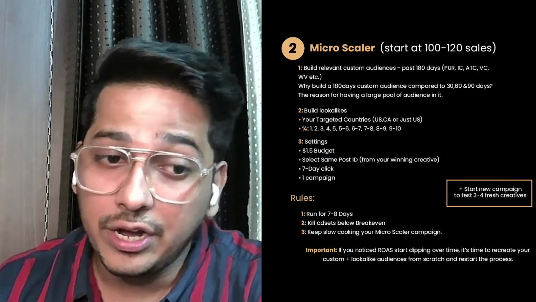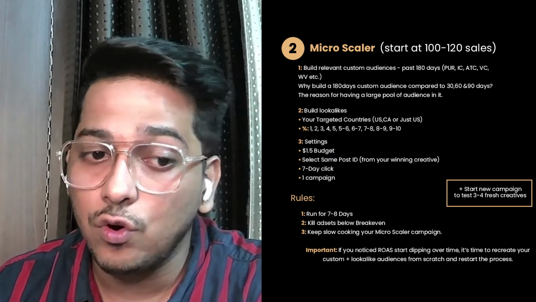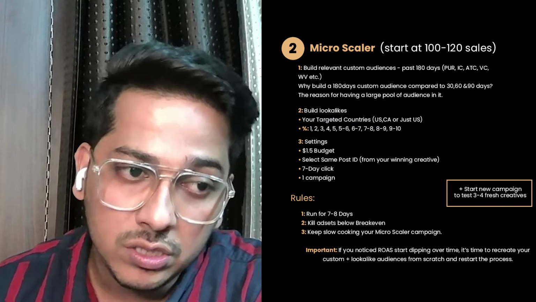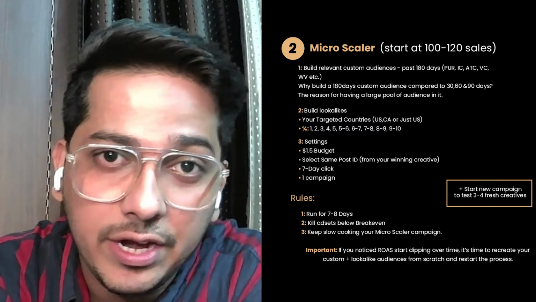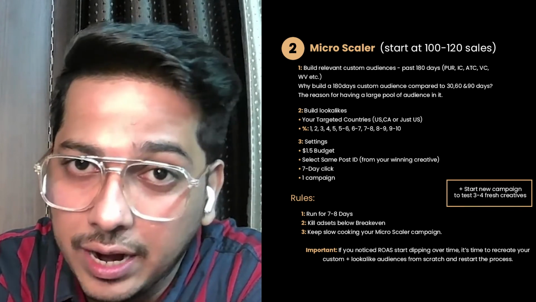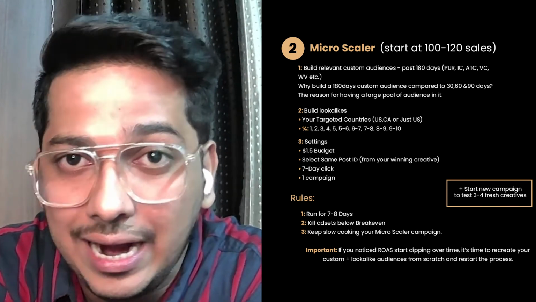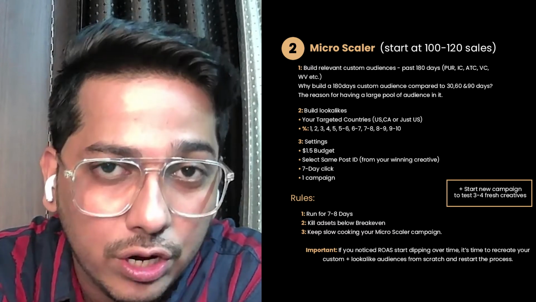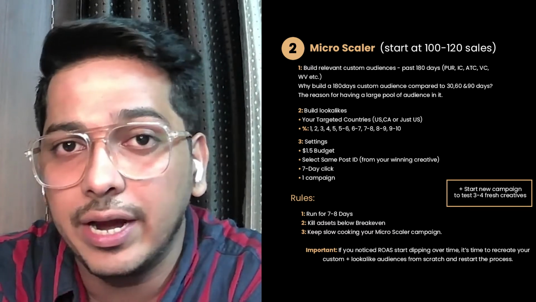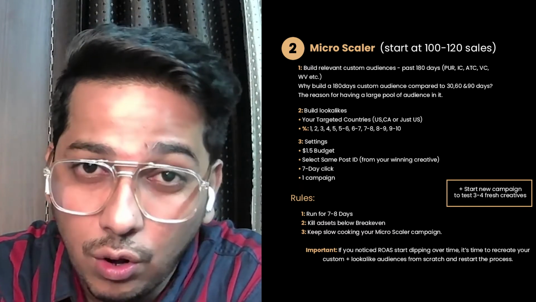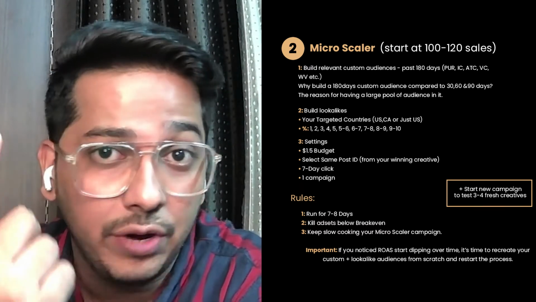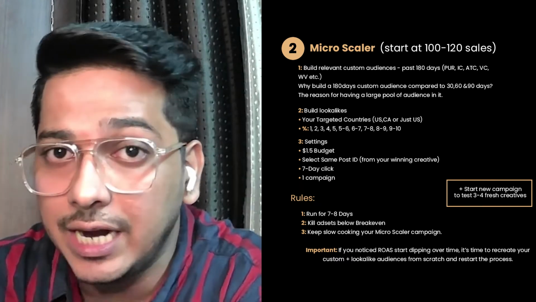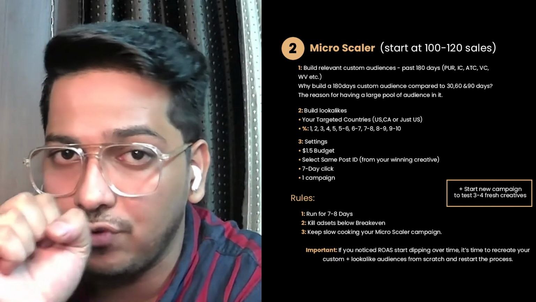And start a new campaign to test 3 to 4 fresh creatives, because there might be a scenario where you are noticing a great amount of audience from the 70 to 80 ad sets. Among those you get to know that 10 to 12 ad sets are bringing the majority of the results for you, in which you are getting profitable. So now you need to create a new campaign with the micro scaler method on a $1.5 budget per ad set with those 12 ad sets which we picked from here.